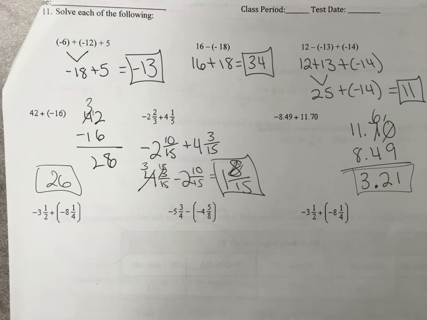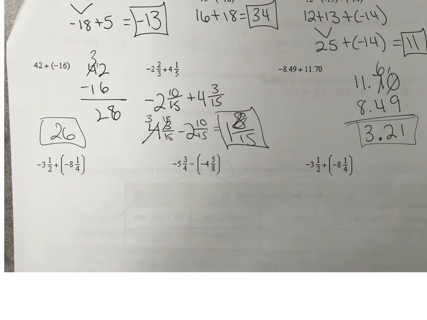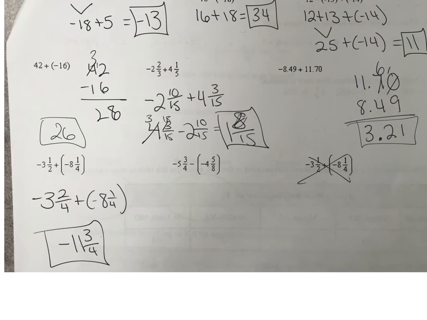Okay, so let's move this up a little. Okay, so you can mark this one out. I didn't mean to double put that one on there. So we have negative 3 1/2 plus negative 8 1/4, so we need a common denominator, so I'm going to change this negative 3 to 2/4 plus a negative 8 1/4, which would give me negative 11 and 3/4, because when there's same sign, we just add them.